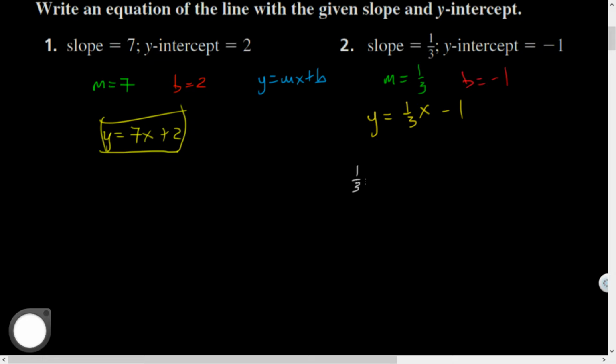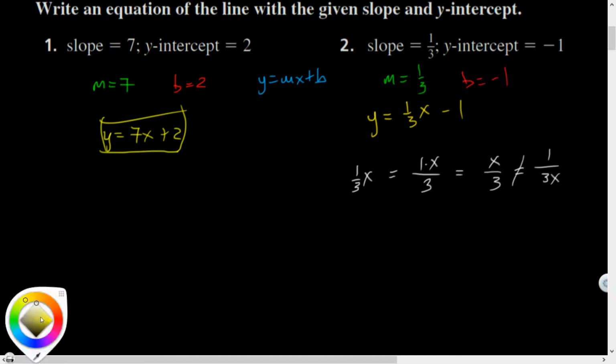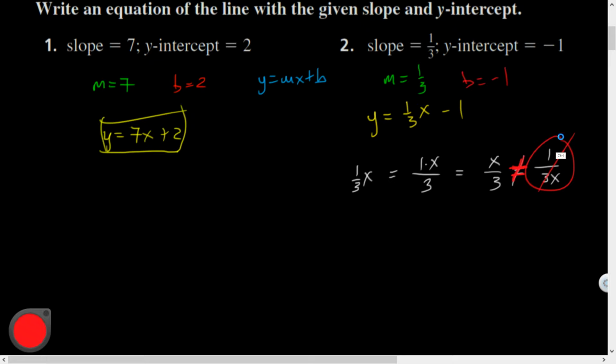1/3 in front of the x is the same as 1 times x over 3, which is the same as x over 3. And these are not the same as 1 over 3x. Okay? So this one, I just want to point out, is super illegal. So when you're writing your slope, try to make sure that your x doesn't get so low that it appears to be in the denominator of your slope. Okay?